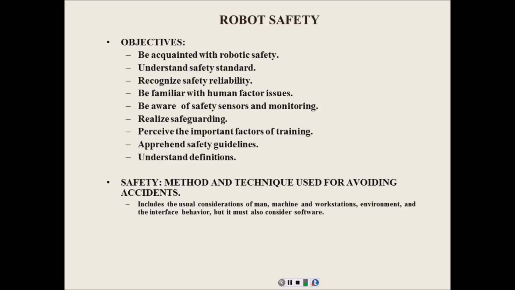So this is what we're doing. These are our objectives: to be acquainted with robot safety, understand safety standards, recognize safety reliability, be familiar with human factor issues. The human factor issue is something that you won't believe what people will do to get themselves killed.